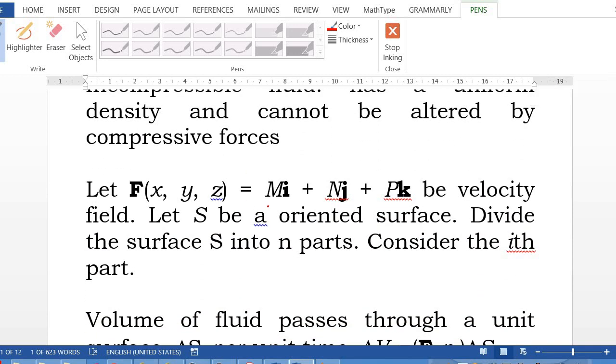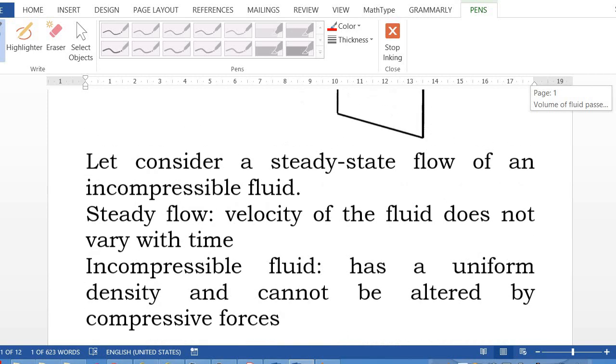Then let the vector F as usual, mi plus nj plus pk, be the velocity field. F is actually the velocity field of the fluid. Let S be an oriented space. Then we divide the space S into n parts. Consider the i-th part, a small part, as in the picture here.